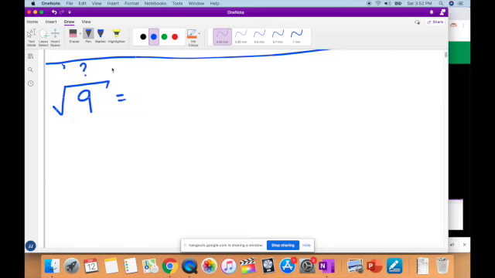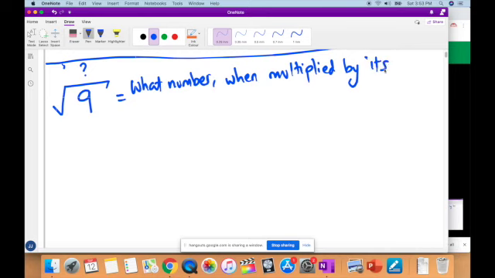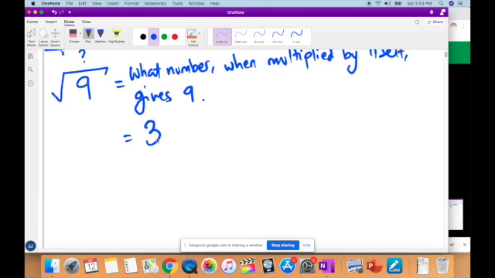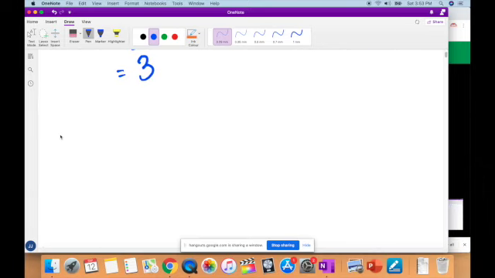Yeah. The question is, what number when multiplied by itself gives 9? And we know the answer to that is 3. Yeah? 3 times 3 gives 9. So therefore, the square root of 9 equals 3.